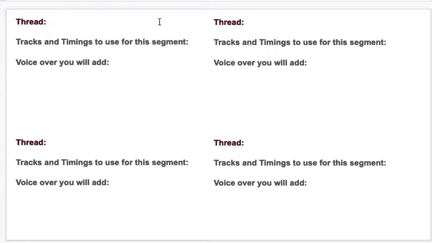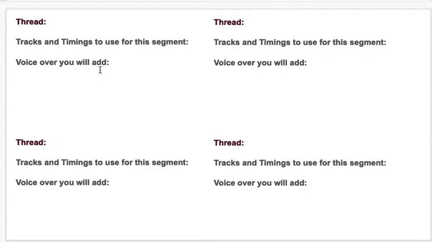So I would write the thread here. I would write the track, which would be partner 1, day 1, and the timing then would be, maybe it's just the first 10 seconds, or maybe it's the last 30 seconds. If I take note here, that's going to make the editing process much easier.